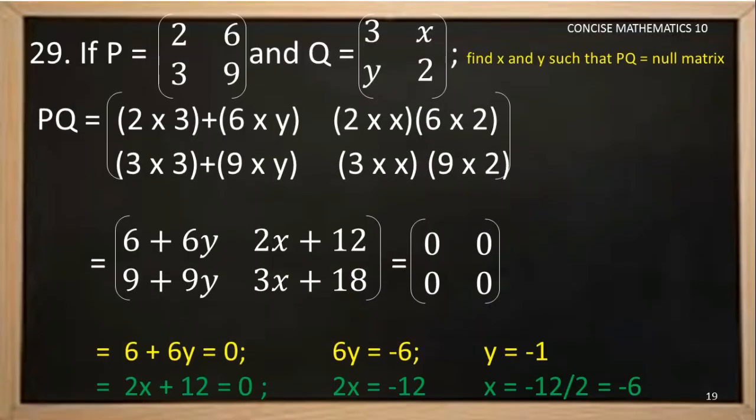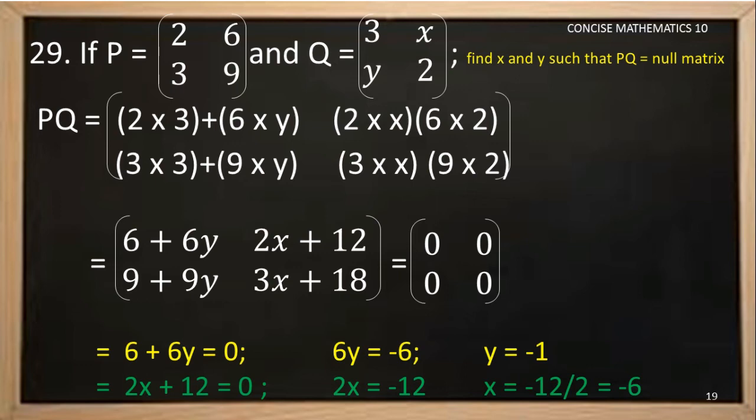Question number 29, a very simple question. P and Q are of the given matrices and the elements of Q are with the unknown variables x and y. The condition is said that find x and y such that PQ is equal to null matrix. It says that the product of P and Q is equal to the null matrix. Null matrix means it is of the elements containing 0.